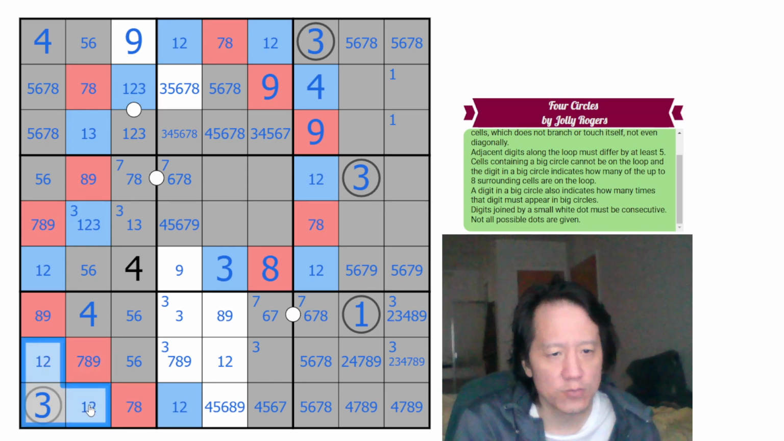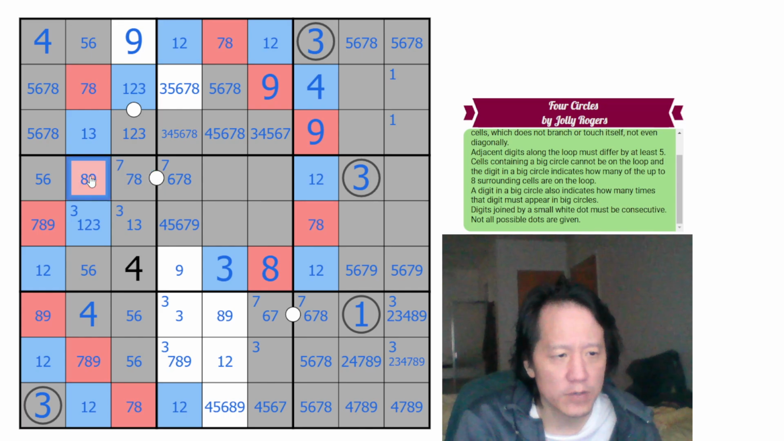Because there are 1 and 2, 1 and 2. If this was 7, this is 8, this is 9, right? And this would be 1, 2, 1, 2. This would be 3. Therefore, this would be 3. Therefore, this would be 8. Therefore, this would be 9. And this would be 7. And this would be 8. I think we have a contradiction.